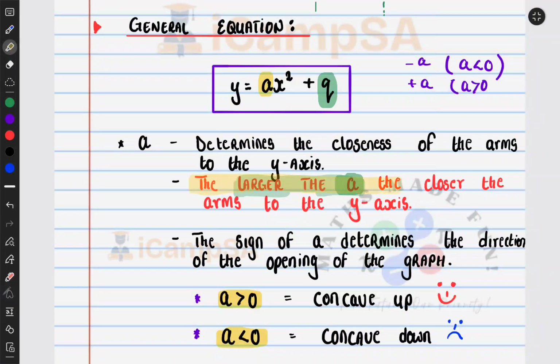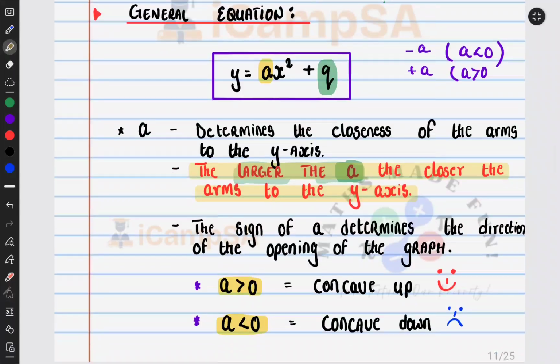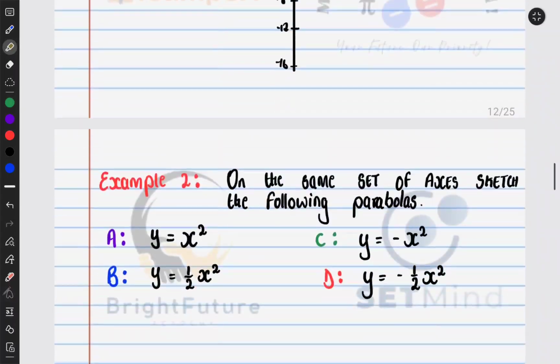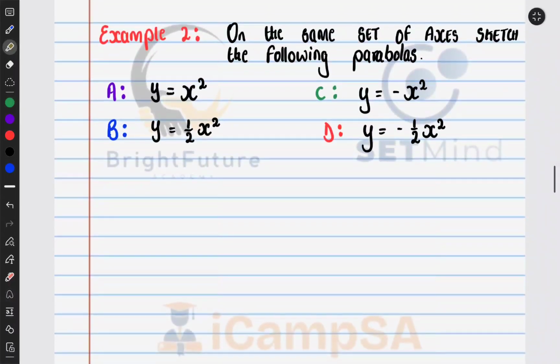The larger the a, the closer the arms to the y-axis. Okay, and then next, let's go ahead and do example number 2.